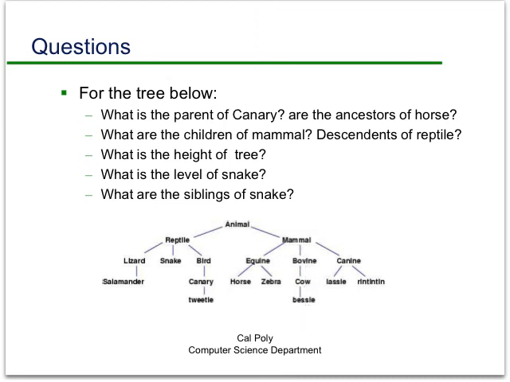What's the level of snake? Well, snake is right here, and the length of the path from animal to snake is 2. So snake is at level 2. And what are the siblings of snake? That's lizard and bird.